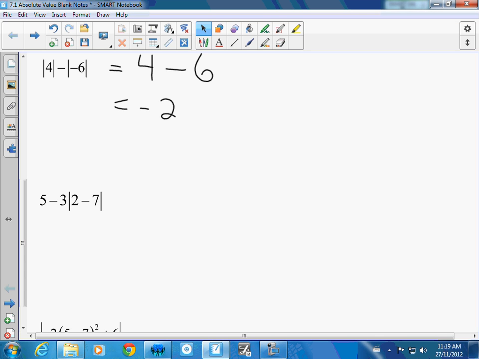Okay, try the next one. See if you can do this one on your own. What do you do first? No, you do not. You do the 2 minus 7 first. Treat it like brackets. The basic BEDMAS comes into play. Do the brackets first. See if you can come up with an answer, and then we'll see if you did it right.